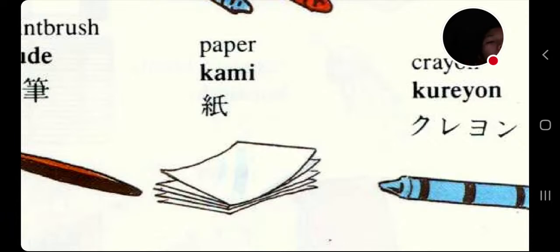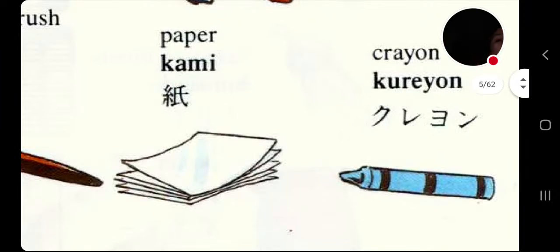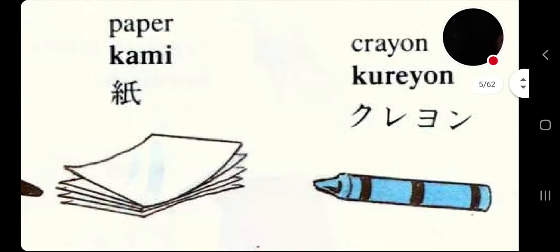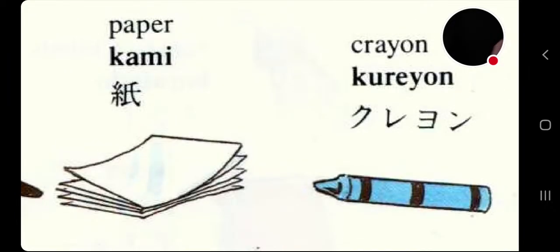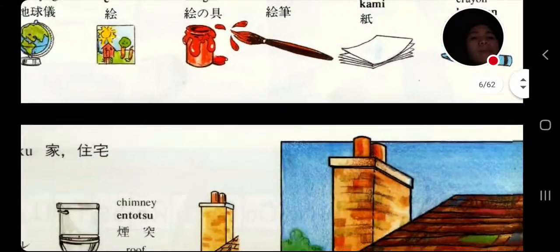And if you want to write something, do something in the paper, you have this crayon, kureyon. Same, kureyon. It's written in katakana. Katakana. Okay, we're done with the classroom.